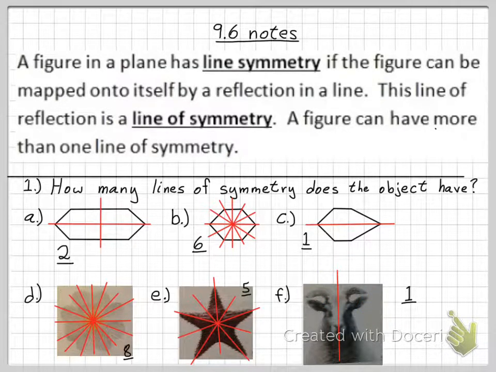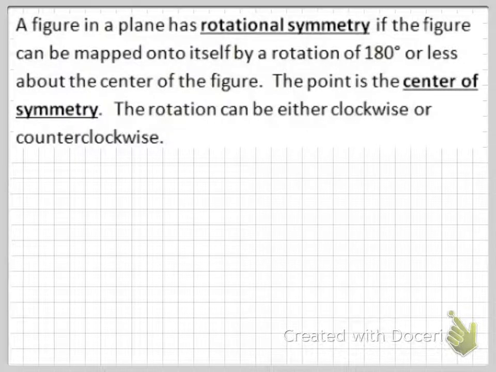So that's line symmetry. The next concept is rotational symmetry. A figure in a plane has rotational symmetry if the figure can be mapped onto itself by a rotation of 180 degrees or less about the center of the figure.